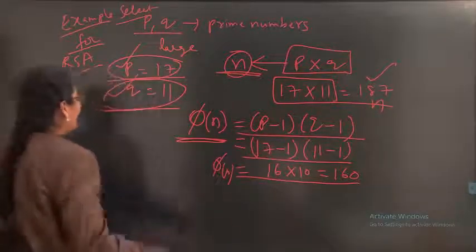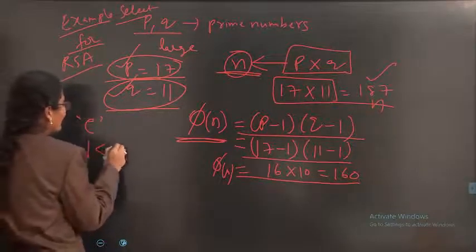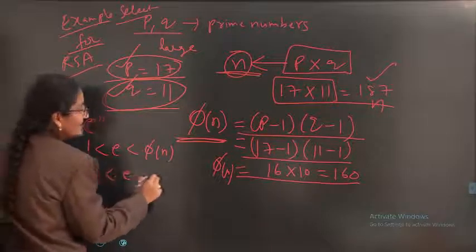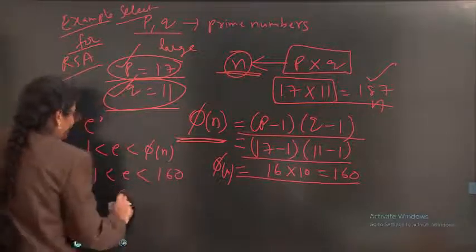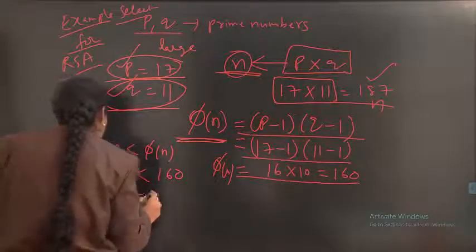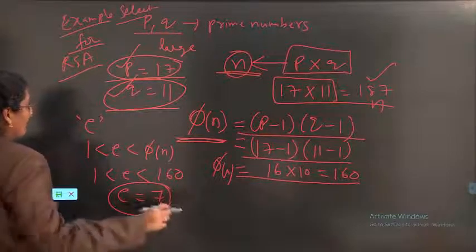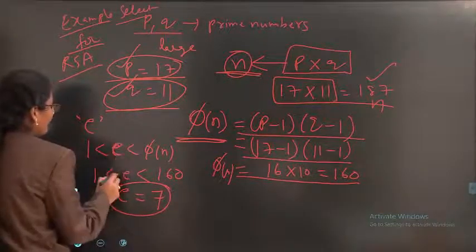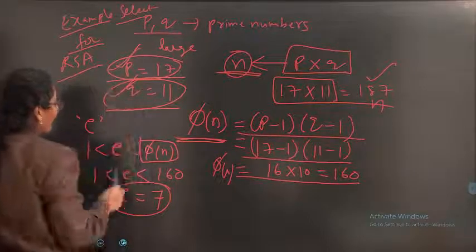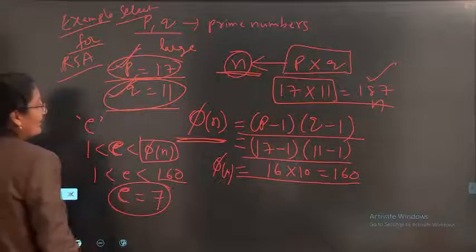Now what we have to do? We have to select e. So how can we select e? 1 less than e less than phi of n, means 1 less than e less than 160. So the e value I am taking here as 7. So why am I taking the e value as 7? Because e should be relatively prime to phi of n, and e should be less than phi of n, 160. So I am taking the e value as 7.